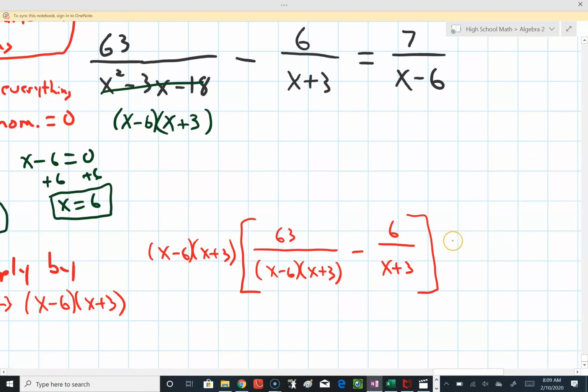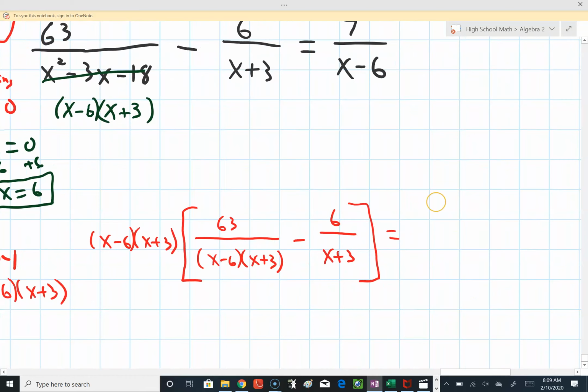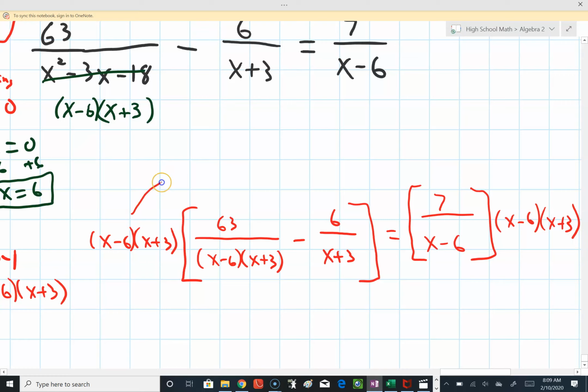That's the left-hand side. Now I'm going to multiply by it on the right-hand side. 7 over x minus 6, times x minus 6, x plus 3. All I'm doing here is whatever I multiply by one side, I got to multiply by the other. Okay? So now I'm doing distributive property. This thing times this one, and this thing times this one. Well, when I multiply this whole thing by this fraction, notice that what's being multiplied will cancel with what's being divided. That's why we did this.